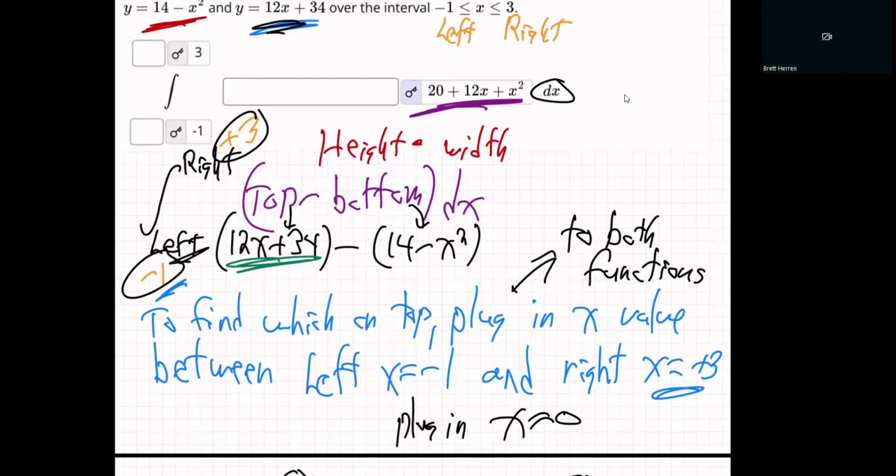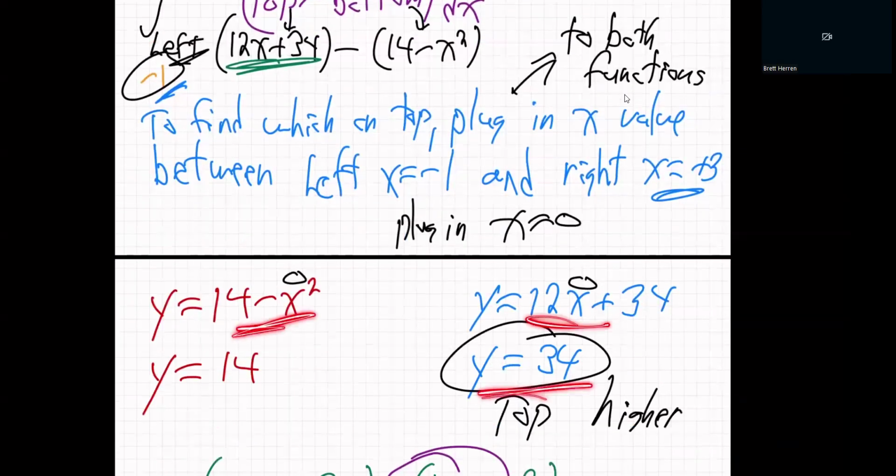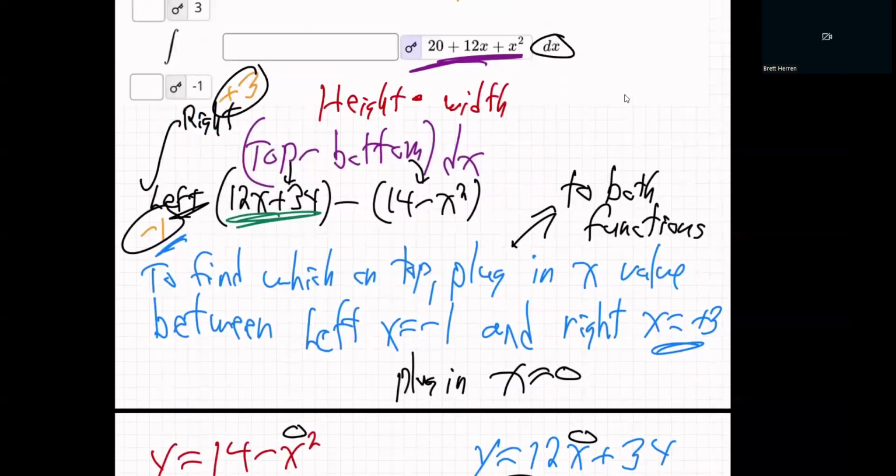So really, whenever you're doing a dx, you're going from left to right, like the x-axis does, of the top function minus the bottom, because that's the height times the width. That's the area of a rectangle. We're adding up a bunch of rectangles. And you just got to find out which one's on the top, because it could be vice versa, and that'll change the answer. How do you know? Plug in some number that's between the left and the right. Just plug into both functions, find out which one's higher. Well, the line's higher in that region. And so there we go.